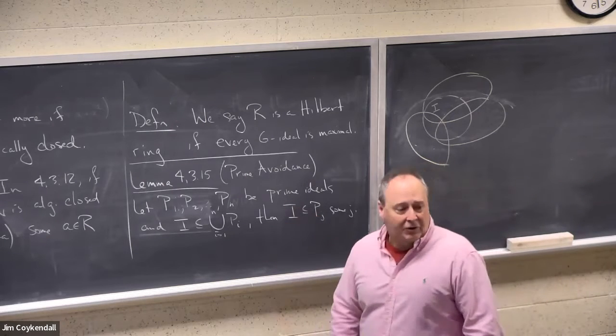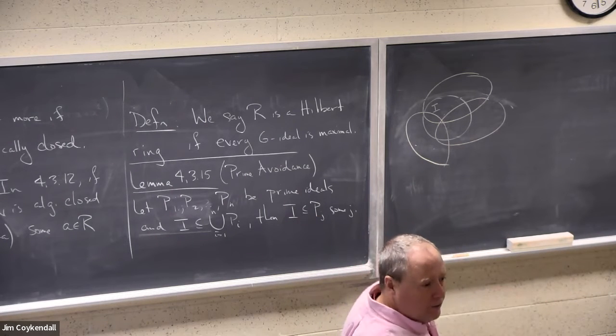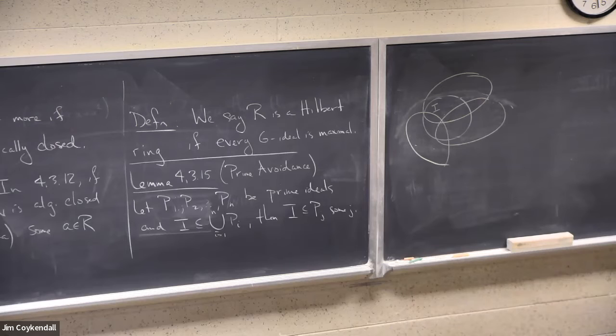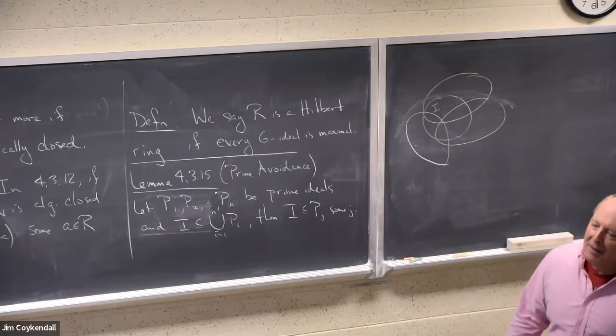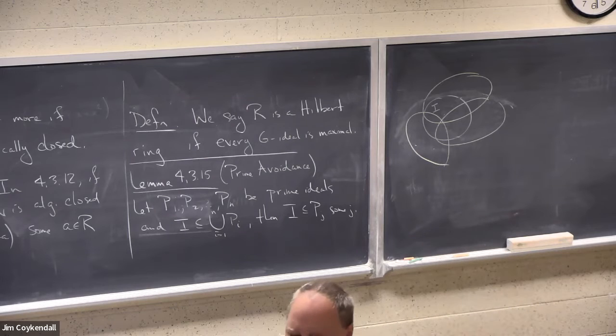So this is basically the content, right? And this isn't obvious just from my picture. But if you have an ideal that's contained in the union of a finite number of primes, it has to actually be contained in one of the primes. Let me illustrate something to show that the hypothesis about the primes being finite is needed. Can anybody tell me why you're going to need finiteness?